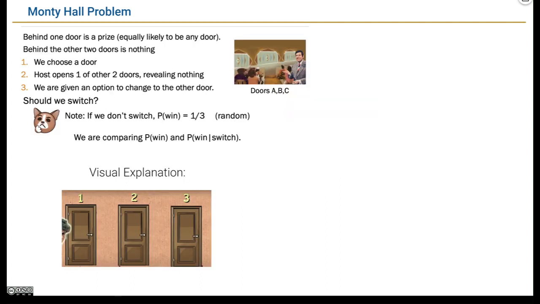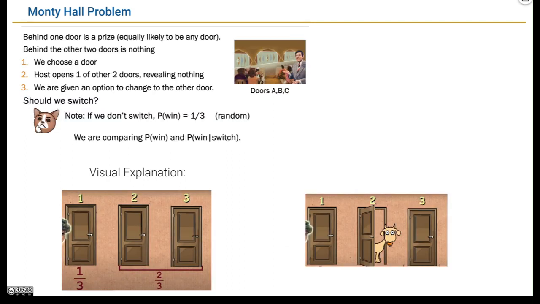All right, I'm going to do this first visually, and then we'll look at it through formulas. But a visual way to think of it is, let's say you chose door 1. There's a 1 in 3 chance that you're correct, 2/3 chance that you're wrong. But then the host is going to open one of these other 2 doors that you didn't choose, and they're only going to open one of these doors that doesn't have a prize behind it. So for example, I'm just showing the goat here.